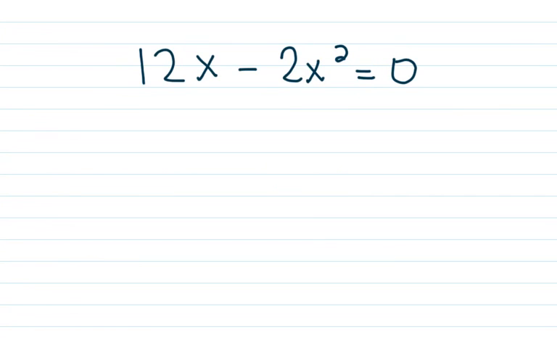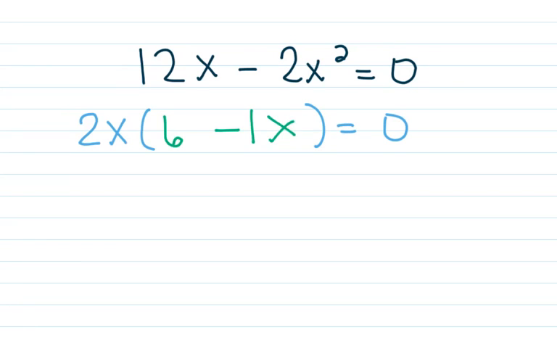We're back to only 2 terms this time, so another greatest common factor. The biggest number that 12 and 2 can divide by is 2. X and x squared can divide by x. So we have 12 divided by 2 is 6. X divided by x is no x's at all. Negative 2 divided by 2 is negative 1. X squared divided by x would be the extra x. You could write that as 2x times 6 minus x.